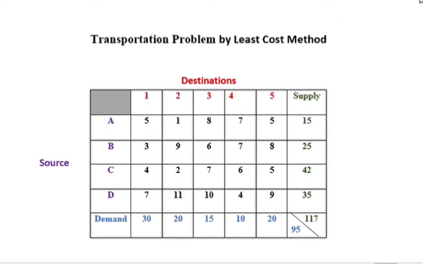So today we are going to discuss the transportation problem by the least cost method. These are the sources A, B, C, D, these are the destinations 1, 2, 3, 4, 5, this is the supply and this is the demand.